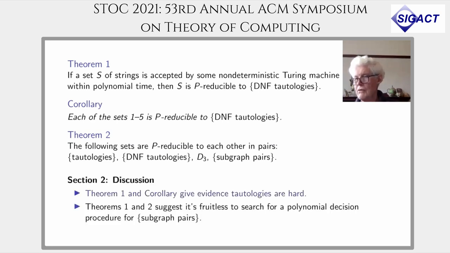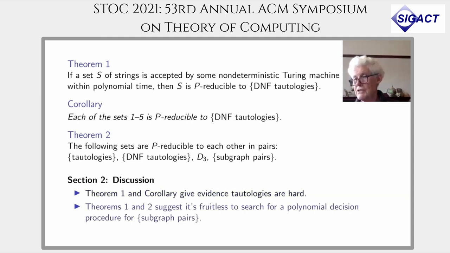Theorem 1 and its corollary gives strong evidence that it is not easy to determine whether a given propositional formula is a tautology, even if the formula is in disjunctive normal form.